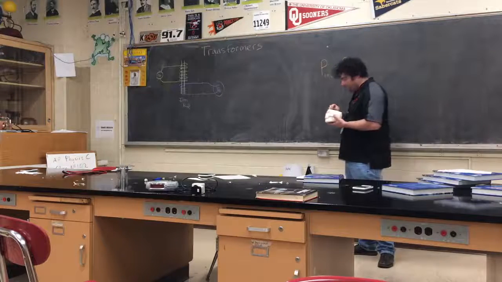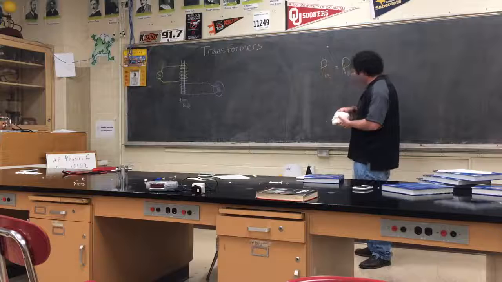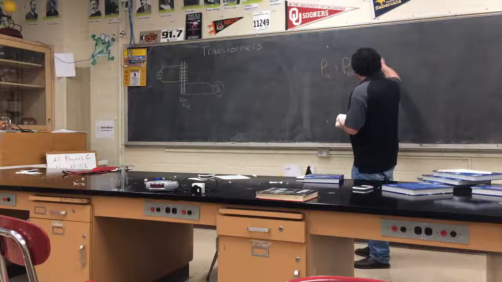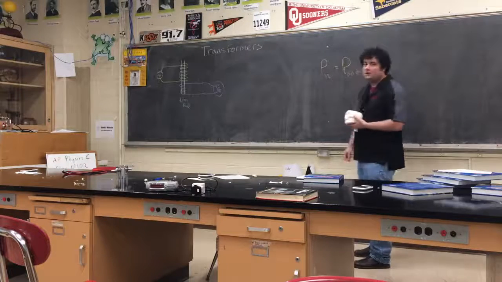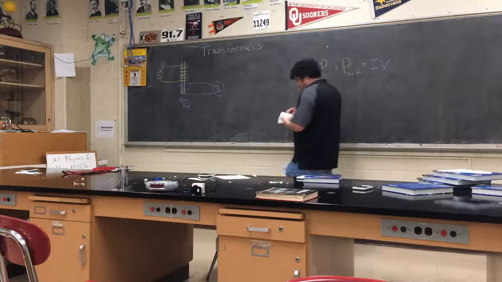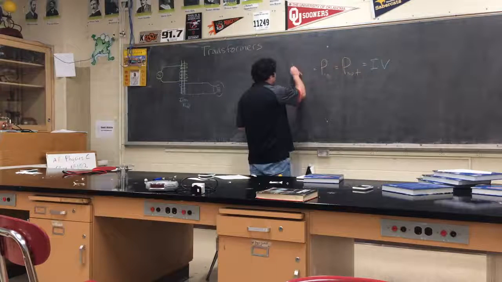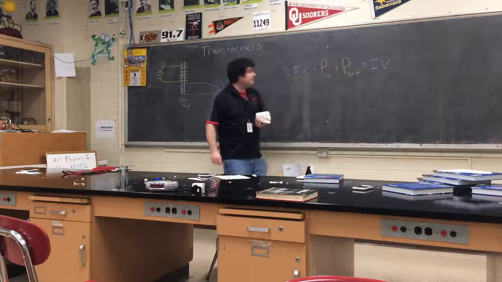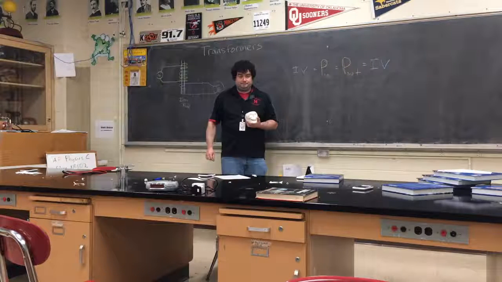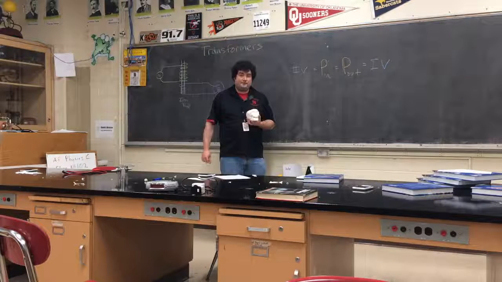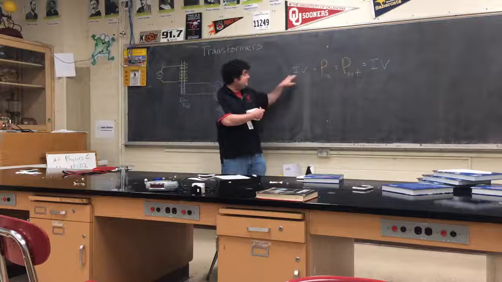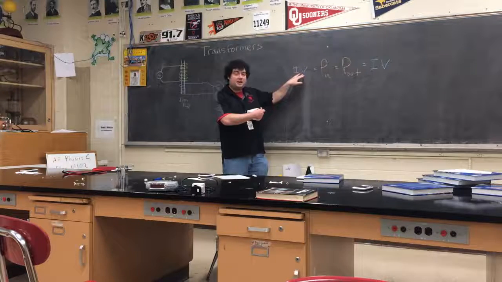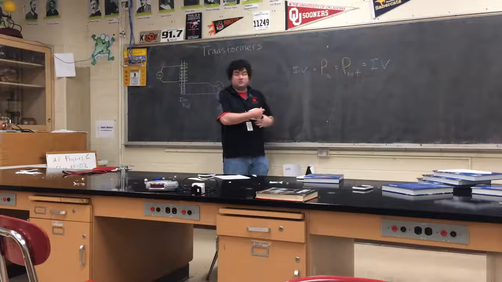Now we know the equation for power is current times voltage. So that means the current in times the voltage in has to be the current out times the voltage out. So what good is this? Well, a transformer allows you to play around with one of these variables and have an effect on another variable to make this equation still stay true. I have to show you what I mean.